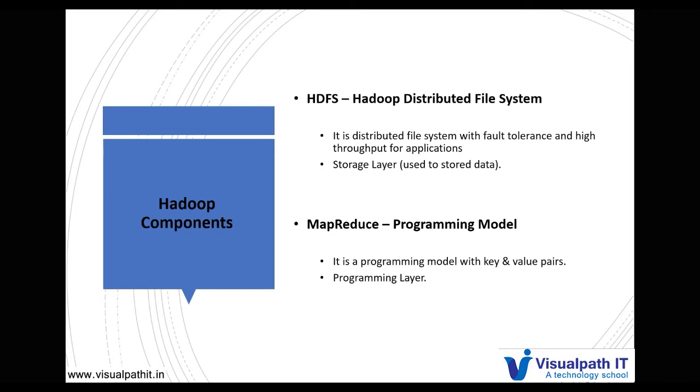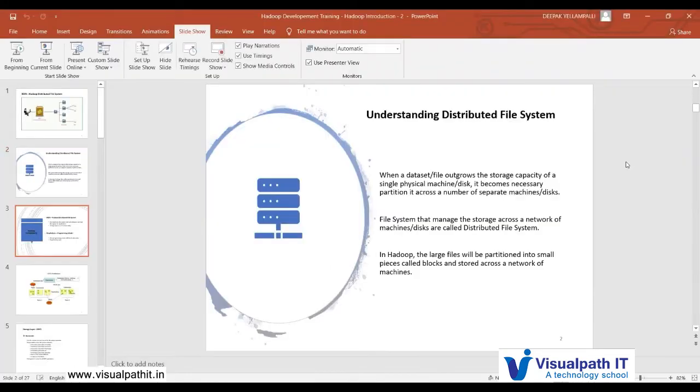And I can also say this is the storage layer. So where will it store the data? Into the data nodes, right? So we have data nodes available in the cluster, and data will be stored into data nodes. And another component is MapReduce. What is MapReduce? It is a programming model with key and value pairs. So it is the programming layer, or I can say the processing layer. So Hadoop is a combination of two components: storage layer and processing layer.